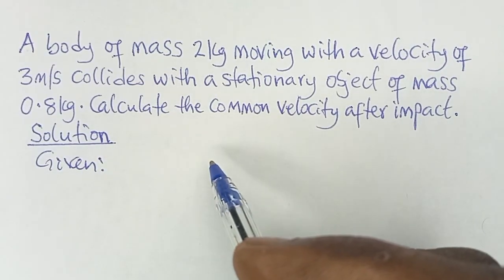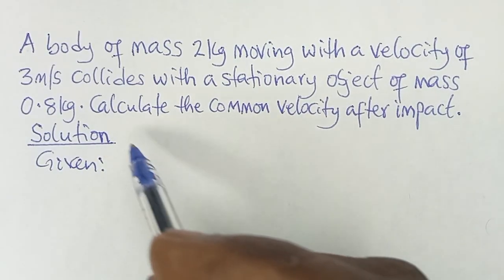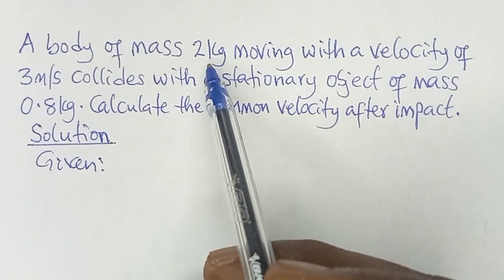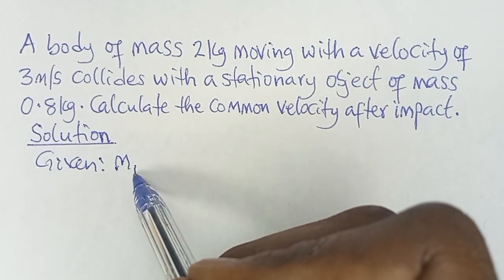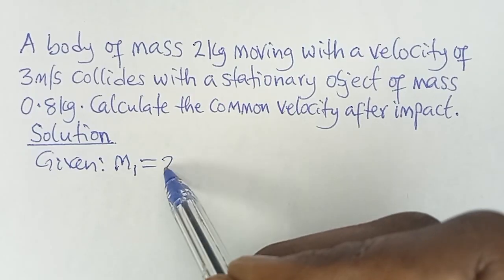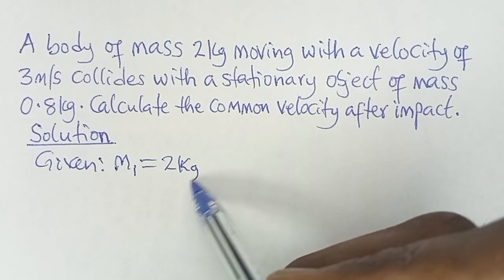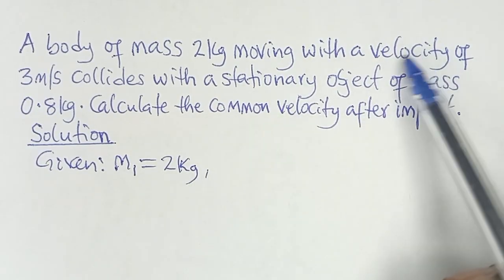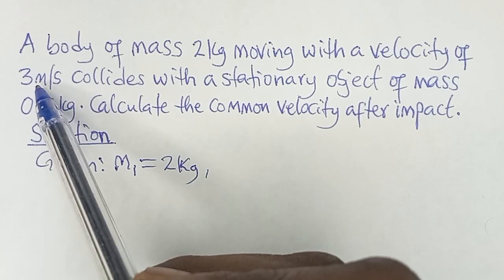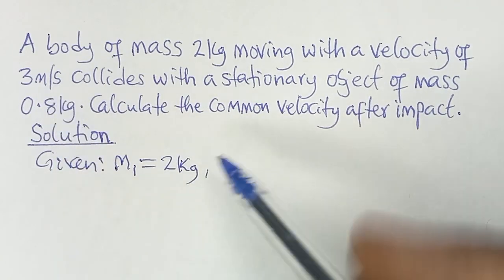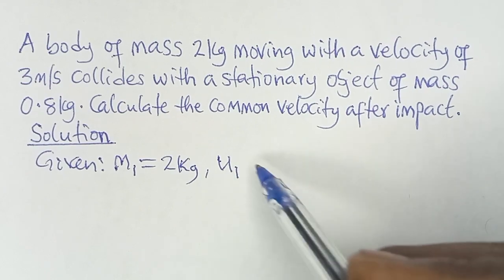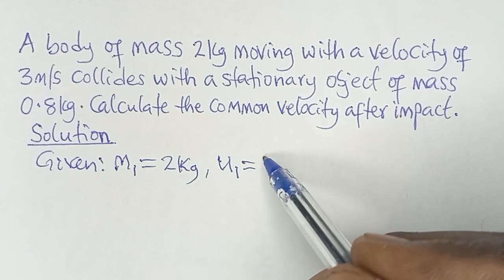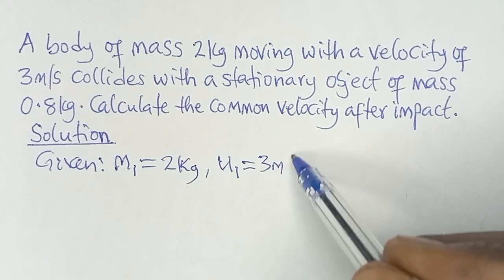So I'd like to state the given quantities. I have the mass of the body. Because there are two objects, we call the first object M1, and that is the mass 2 kg. It is moving with a velocity of 3 meters per second, so that is the initial velocity. I call it U1 is equal to 3 meters per second.